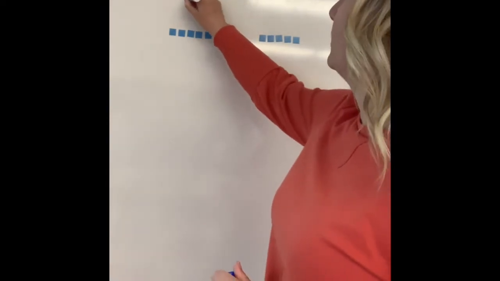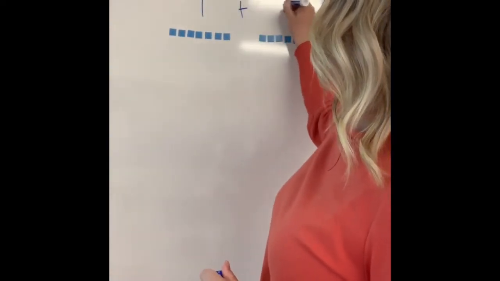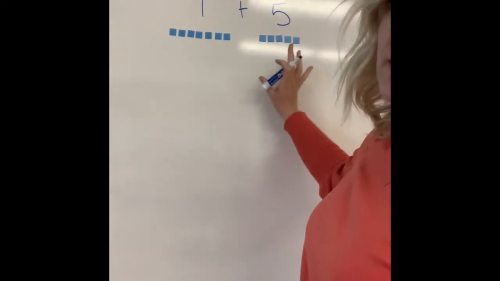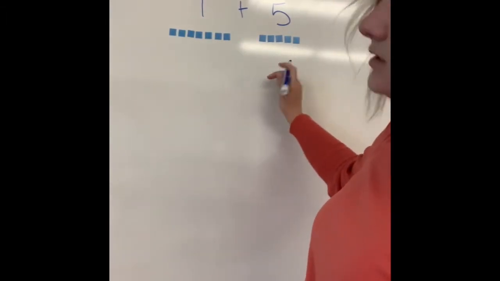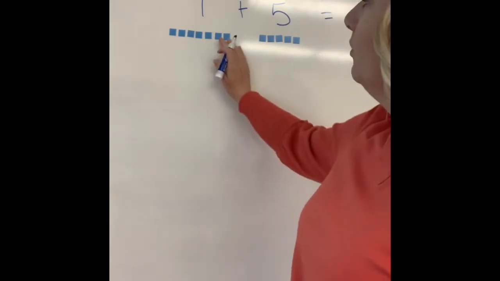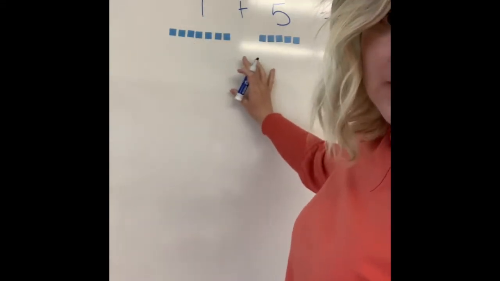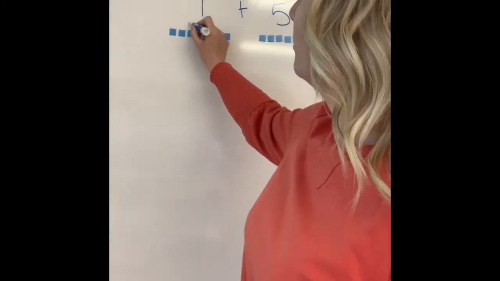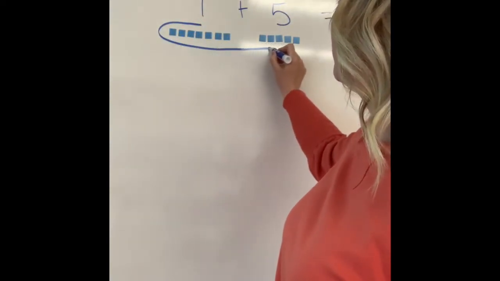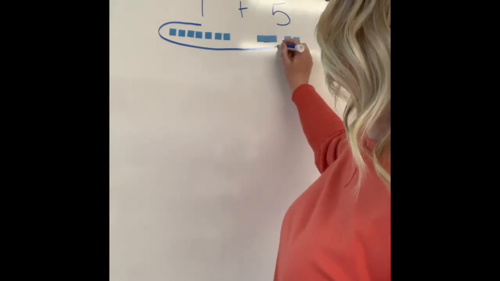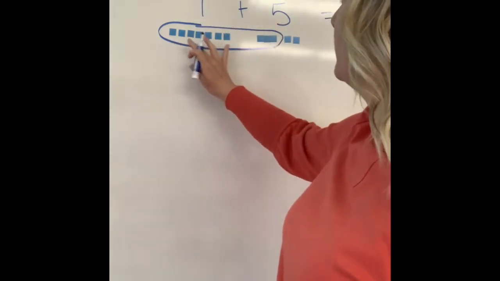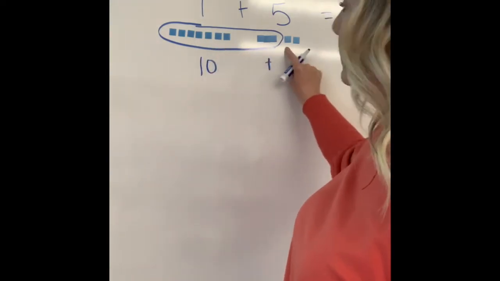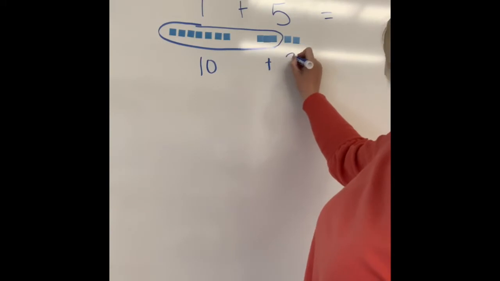So we have 7 plus 5. So we have 7 here, 5 here. To make this an easier equation to solve, we want to make one of these numbers into 10. So to make a 7 a 10, we're going to grab all 7 and we're going to grab 3 of these ones. So now I have 10 here plus these 2 left over.